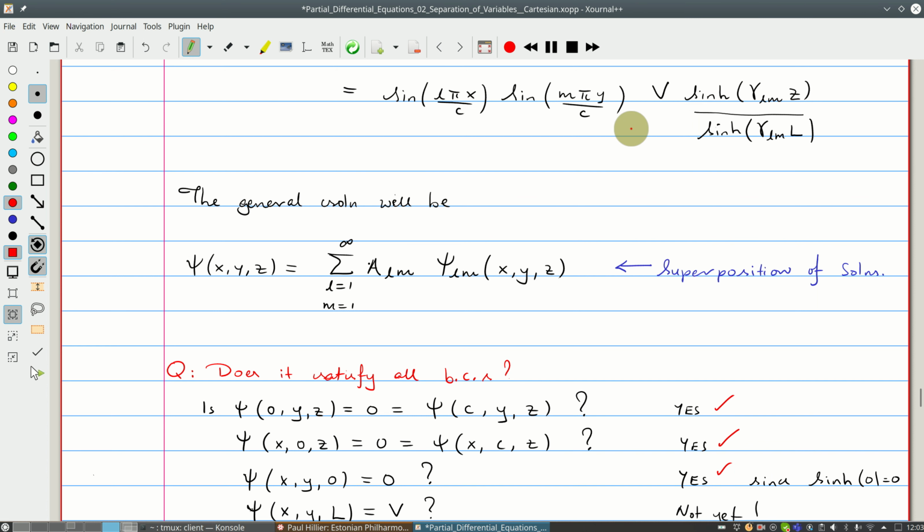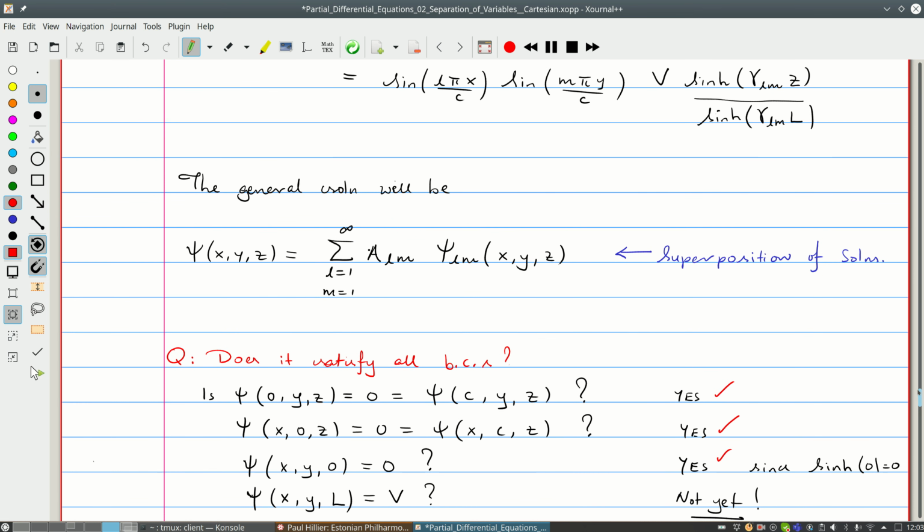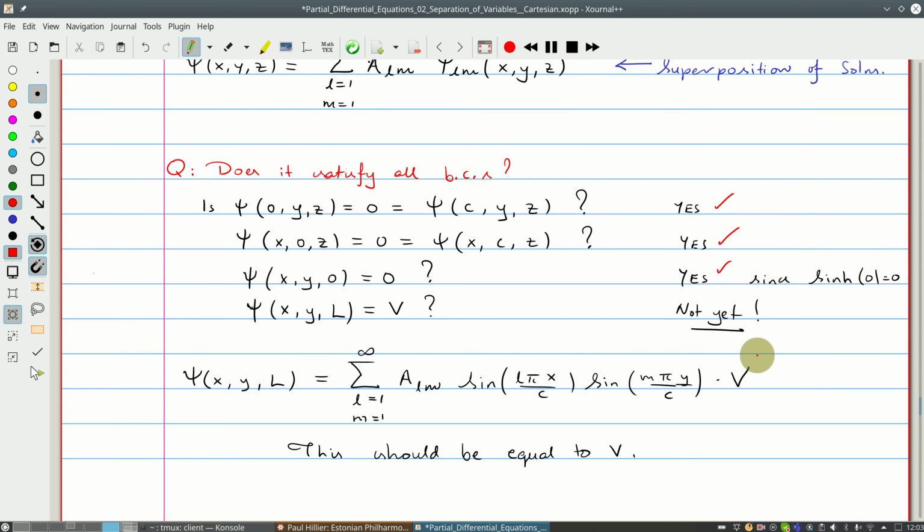Is it equal to v, sorry, not 0, when z is equal to L? Well, when z is equal to L, you're going to have these two terms cancelling out. And you're going to be left with a sum going over some constants a, L, m, which we don't know yet, of sine L pi x divided by c, sine m pi y divided by c, times this v. And we don't know what that sum is going to be. So this boundary condition has not yet been imposed on the entire thing.